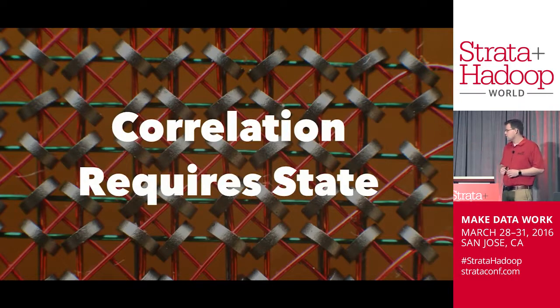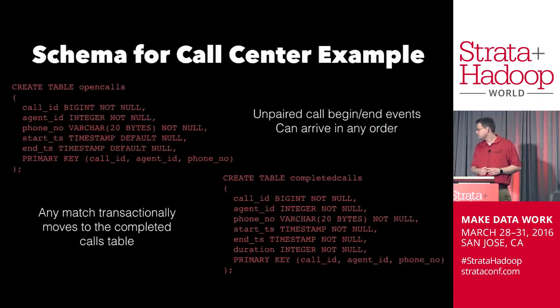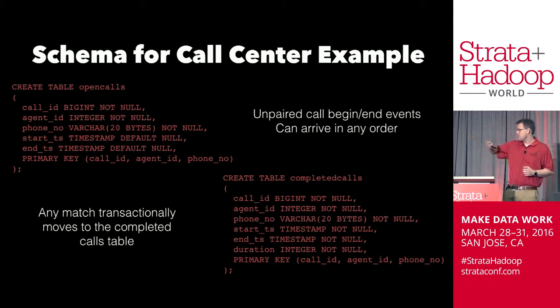OK, so correlation was sort of the first problem we put up. Correlation requires state. So let's talk about the state of this example. I've got a table called open calls, and I've got a table called completed calls. The open calls has all the unpaired events. Whether it's an end or a start, I didn't say what order they came in, I put that all in open calls. As soon as I match it, I move it into completed calls. That's all the schema for this application.